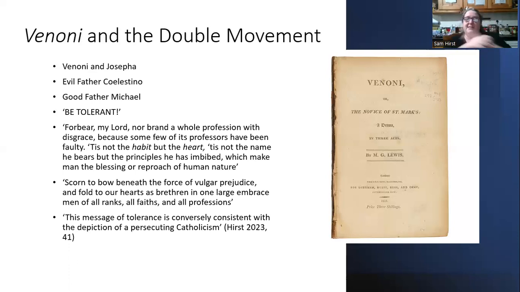And what we find in this play, which has been concerned throughout its time with these kinds of acts of depravity, is that it finishes with this plea for toleration, and it can seem like a very strange juxtaposition to our modern eyes. But this message of tolerance is conversely consistent with the depiction of a persecuting Catholicism. Because it's not simply Catholicism which is being critiqued, it's this persecuting church. And so when we get rid of that persecuting church, when we get rid of Father Celestino, that doesn't mean getting rid of the church. It means changing it, and it means rejecting that model of church-state relationship.